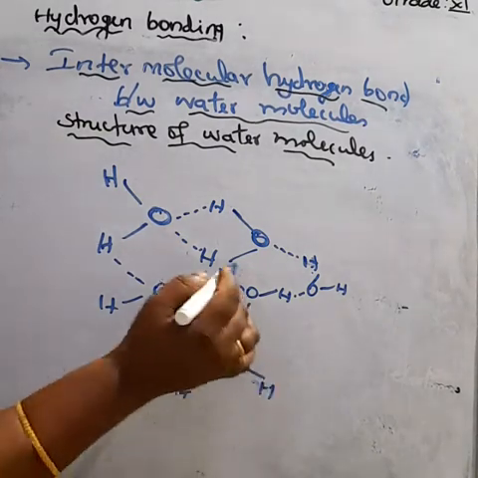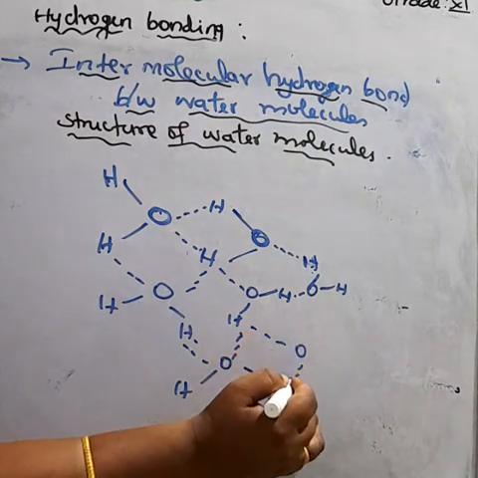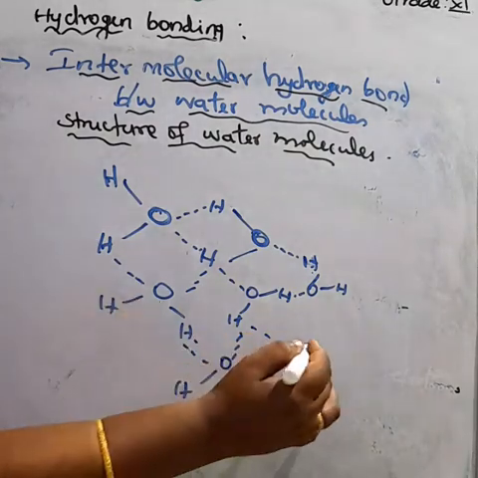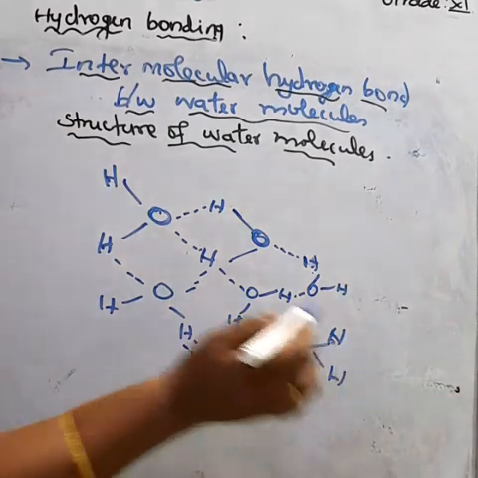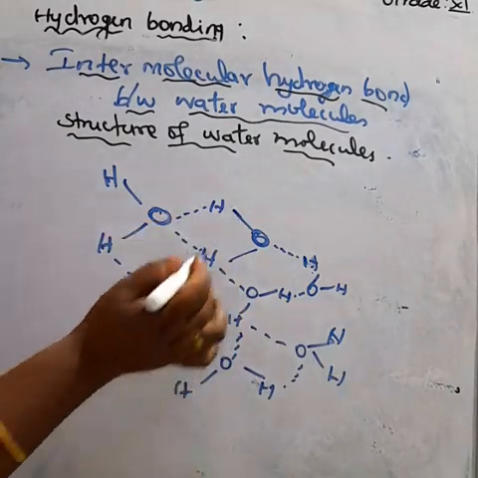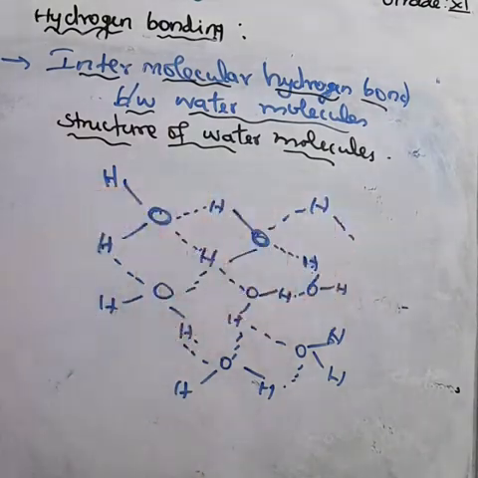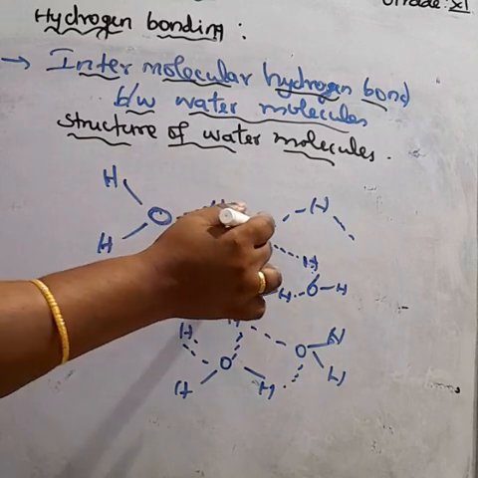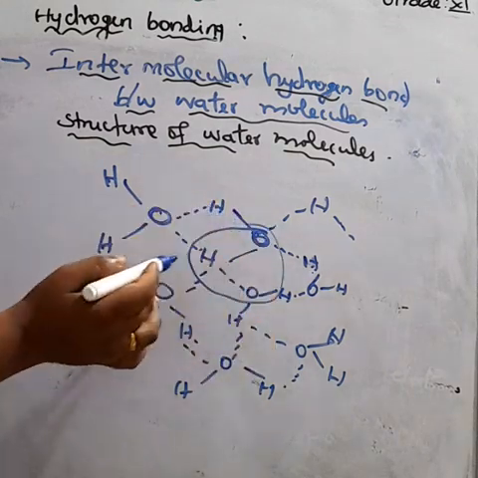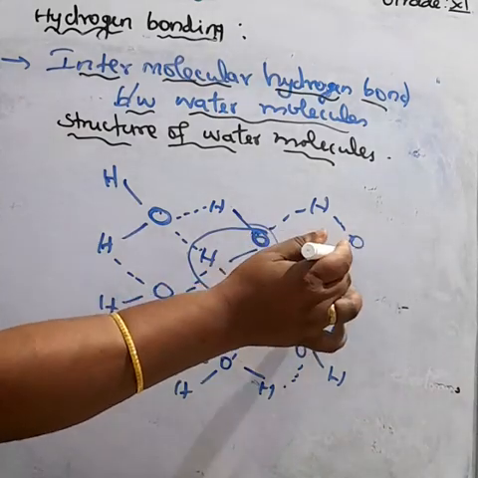Okay, this is the structure of the water molecule. Here, each water molecule is linked to four others through hydrogen bonds. So here, this is one of the water molecules. Consider this water molecule. It is linked with four other water molecules.